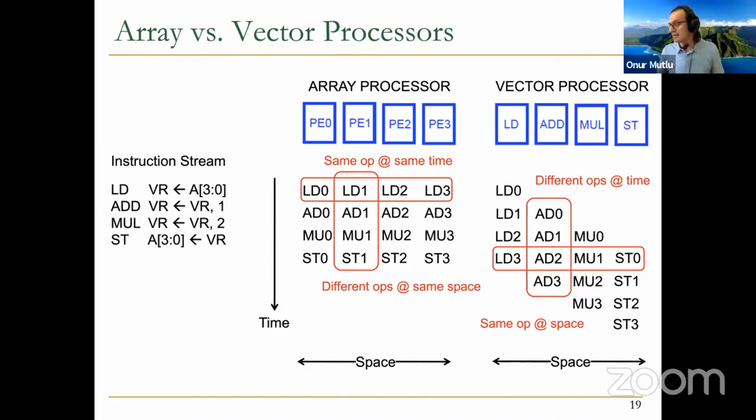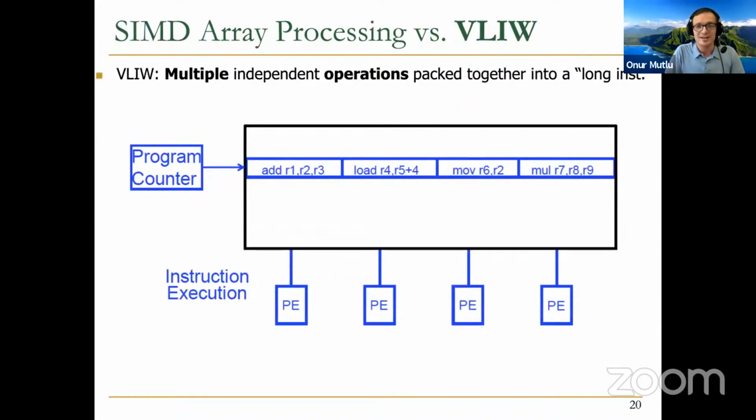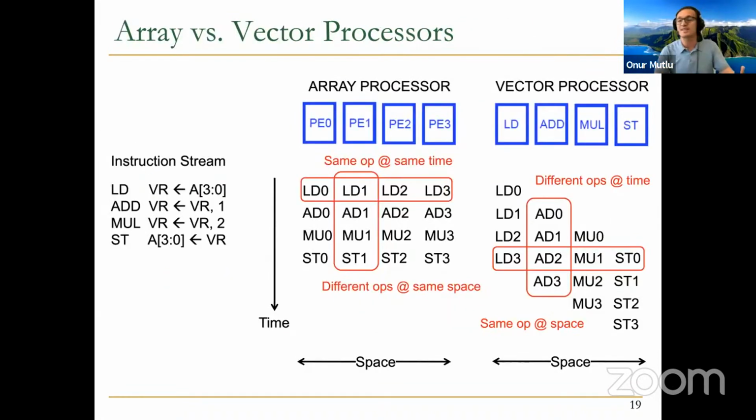So basically, there's no difference. These are actually general purpose registers from a vector machine. You can think of it that way, except they store vectors as opposed to scalars, right? Okay, so let's also contrast the SIMD processing with VLIW.